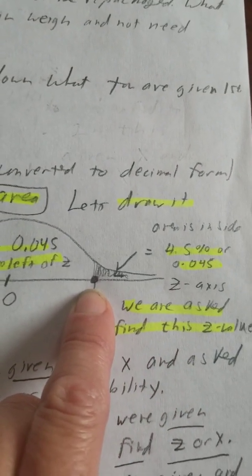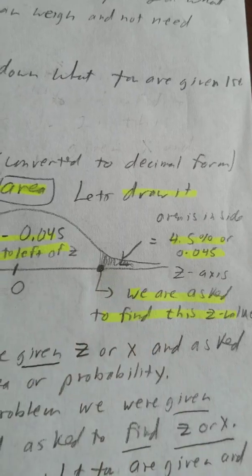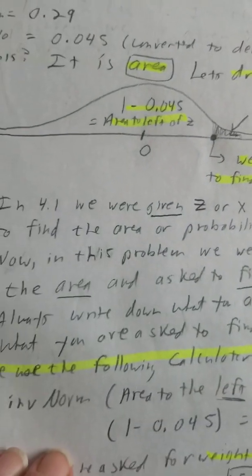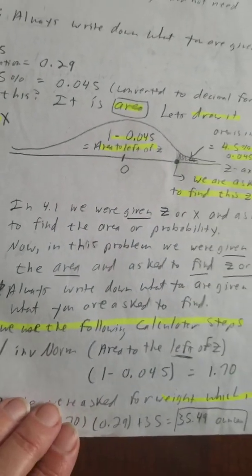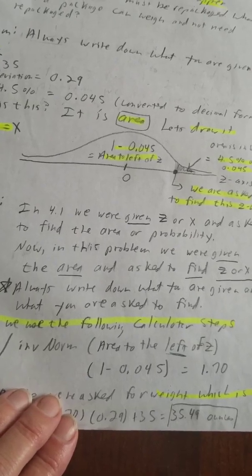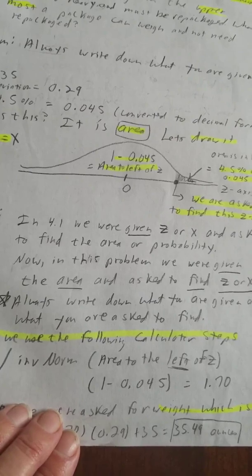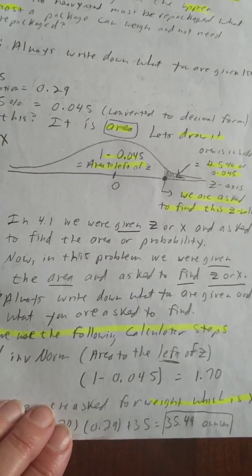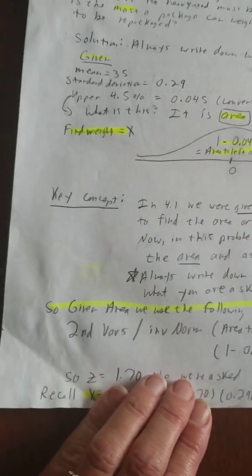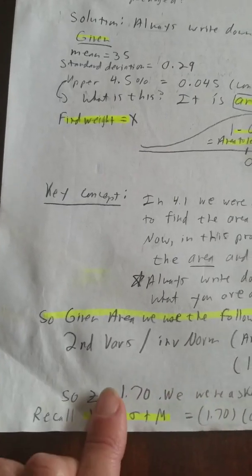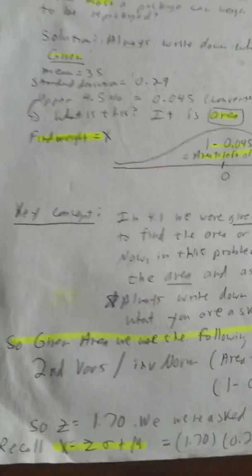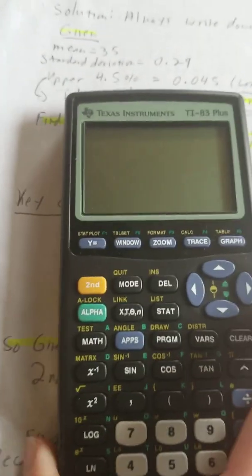Again, we're going to use our calculator. It's a little different, okay? Because as I have this note here, in 4.1 we were given X or Z and asked to find area or probability. Now in this problem, we're given area or probability or percent and asked to find Z or X. So in our calculator, we go to second bars, inverse norm. Okay, so let me pull my calculator into the view.